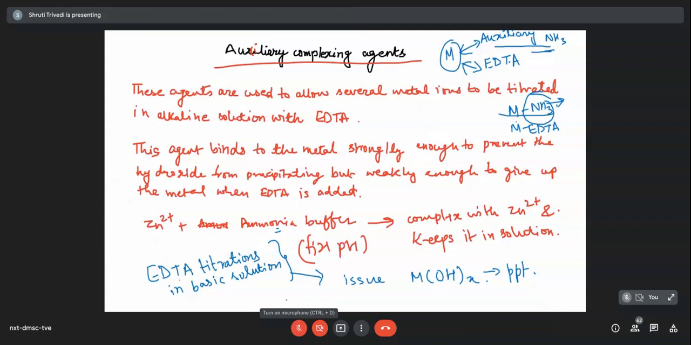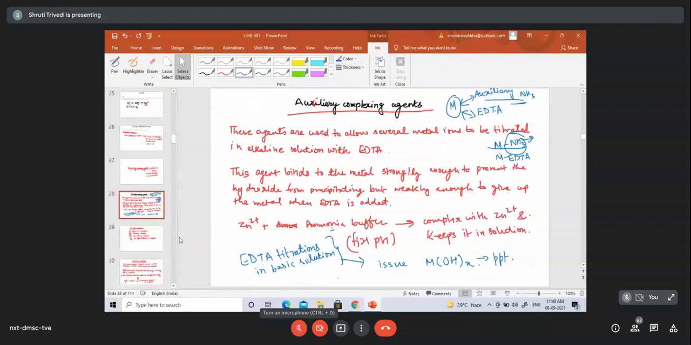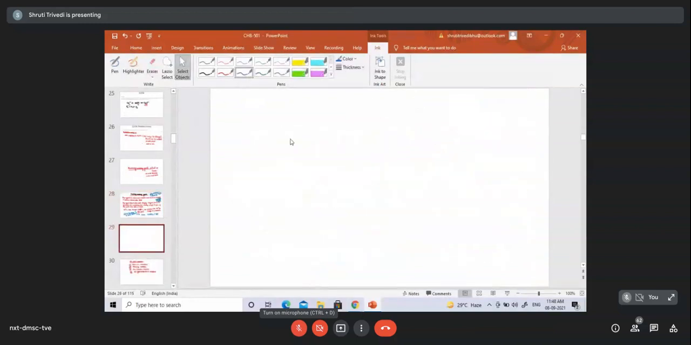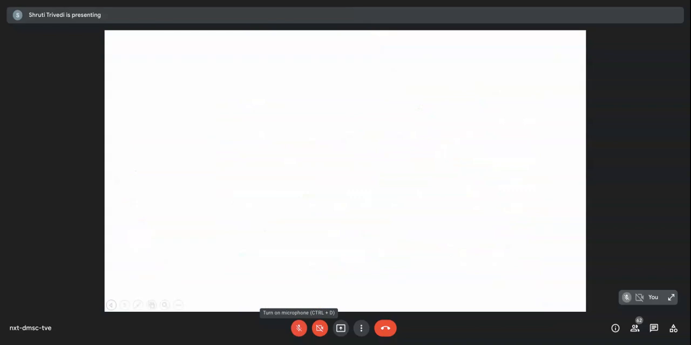Suppose you have a metal ion here, so I can take another slide to explain. Since you are studying all these things for the first time, I'll explain clearly. You have metal, and you are going to do the titration with EDTA. But first, you are going to fix the pH of the solution. For that, you are adding an ammonia buffer, and this is the auxiliary agent.